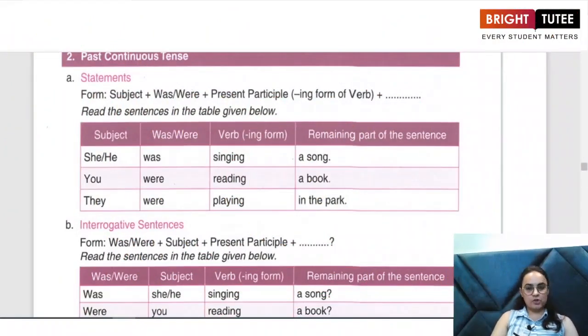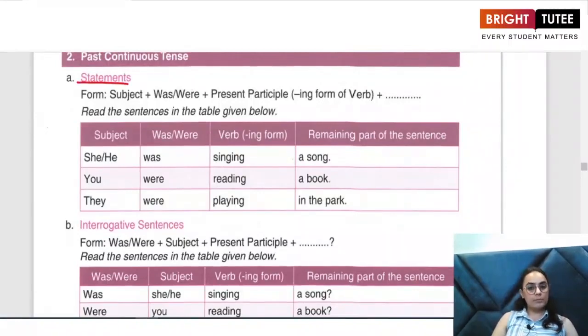In our last lecture, we had studied the forms of the sentences when we talk about the simple past tense and its usage. In this lecture, we are going to learn about the past continuous tense, its sentence structure as well as its usage. So let us start with the first type of sentence, that is the simple statement.